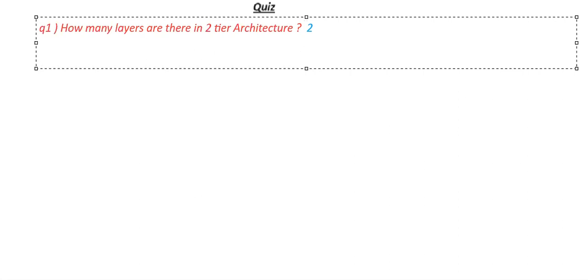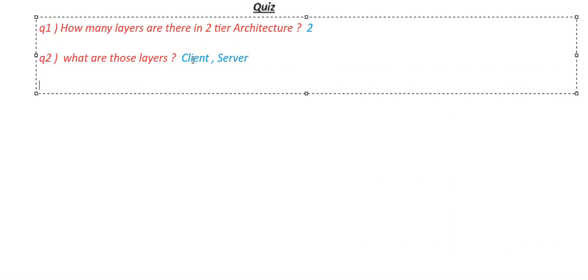Now, the second question. What are those layers? What are the layers in two-tier architecture? I hope you answered this question also. The layers are client as well as server. These are the two layers which are present in the two-tier architecture.